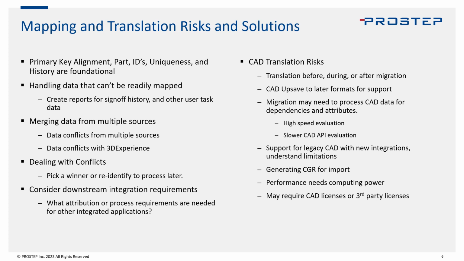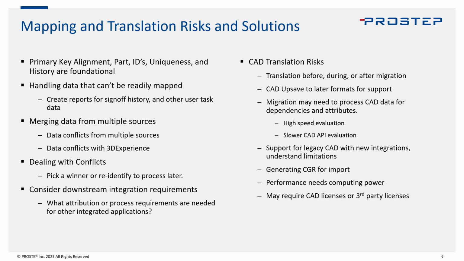So let's move on to mapping and translation risks and solutions to those. Key to mapping, starting there, is the primary key alignment. So identifying uniqueness of all the data within the source system and how that's going to uniquely be provided to the target system, especially if you've got multiple sources of data that you need to align. Identify what those keys are, make sure that's known, and then you can merge data. You can understand data conflicts between the different systems as well.